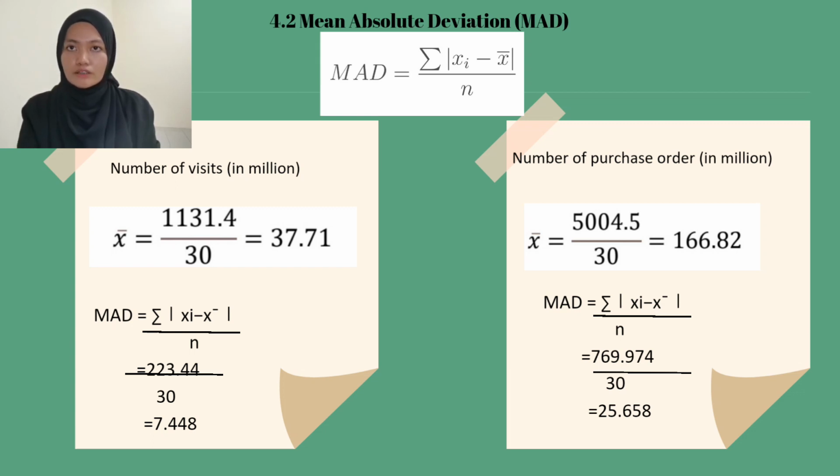The same thing I do for the number of purchase order. I sum the number of purchase order on the e-commerce website, and I get the answer is 5004.5, and I divide it by 30 e-commerce websites, and I get the mean is 166.82. So the mean absolute deviation is 25.658 million for purchase order.